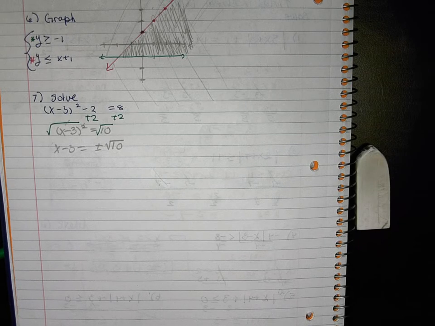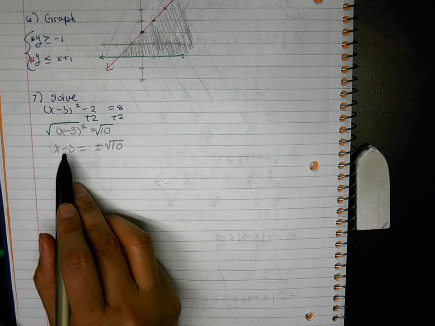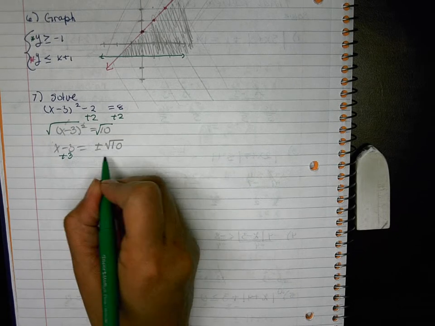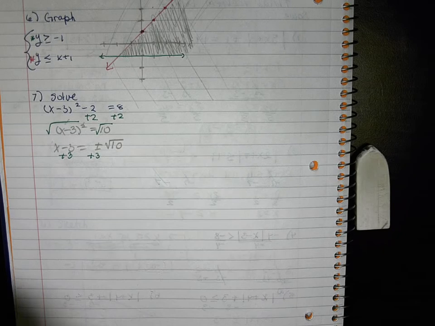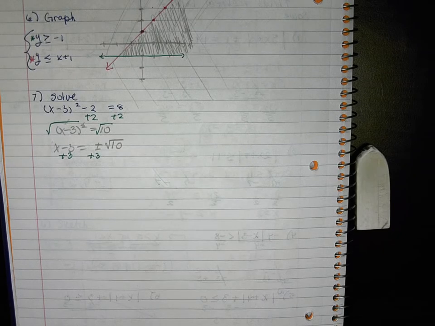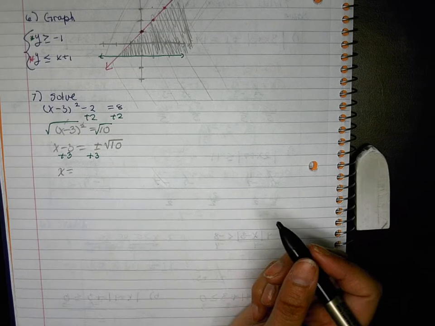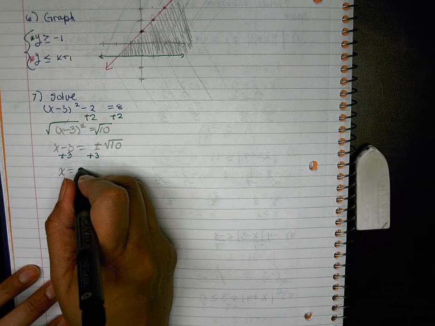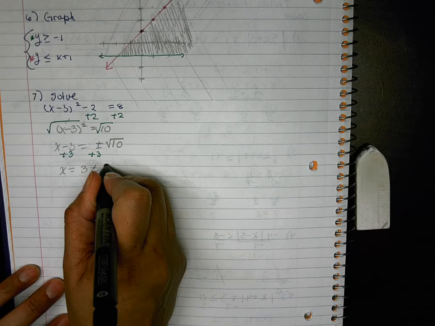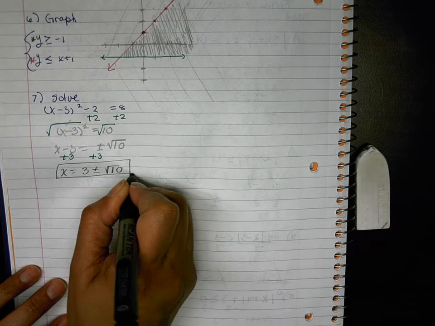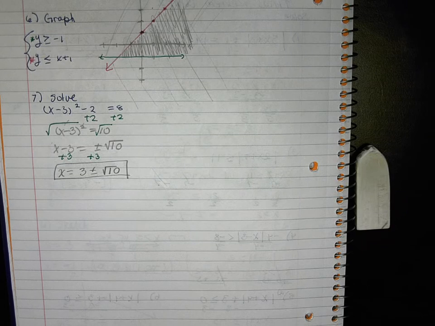What's the last thing I do to get x by itself? Add the 3. Now when I add the 3, the 3 and the square root of 10, are those like terms? So this is how I write my answer. 3 plus or minus root 10. Because I cannot combine them because they're not like terms, that's how I leave my answer. 3 plus or minus root 10.